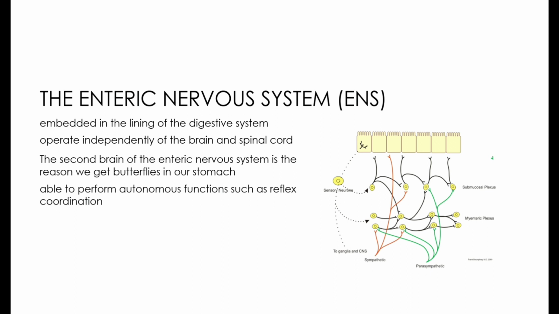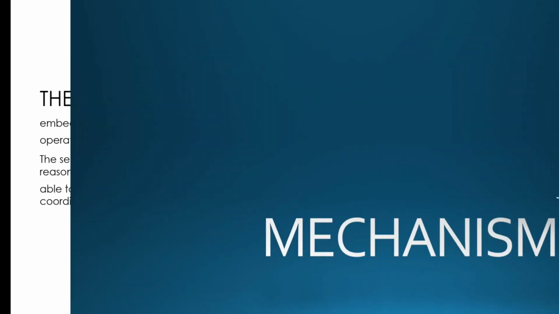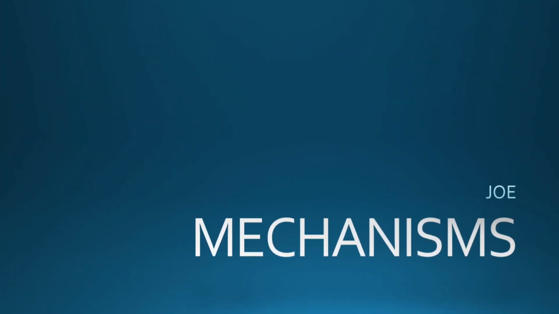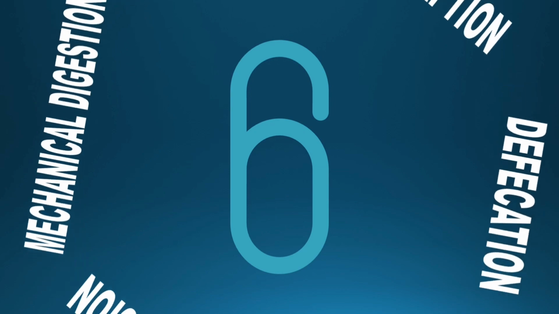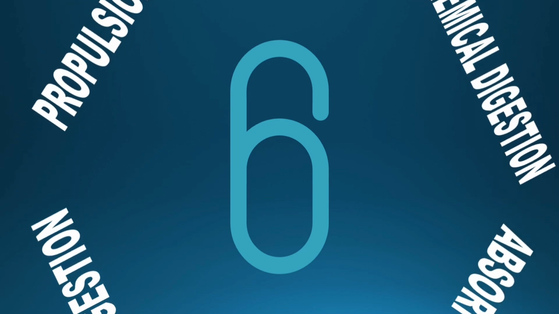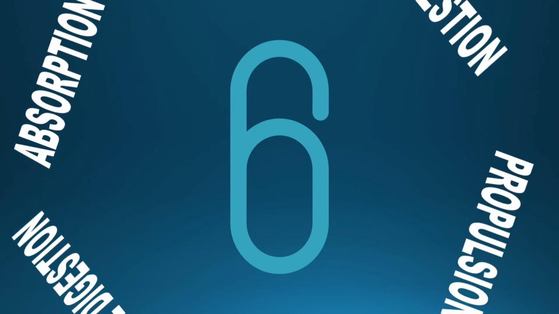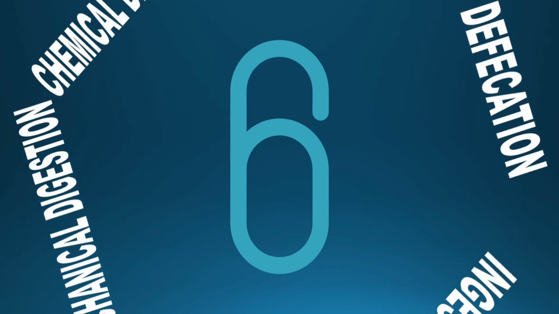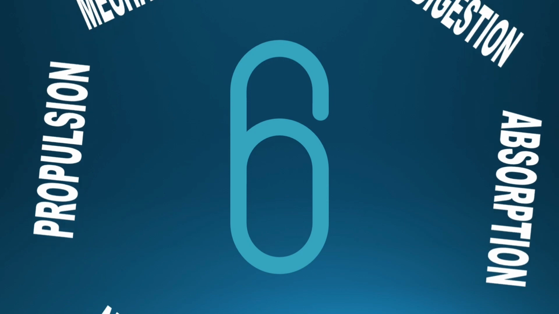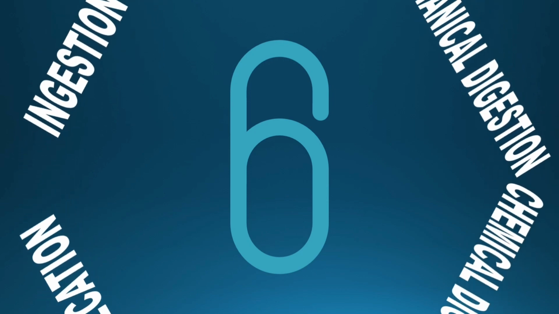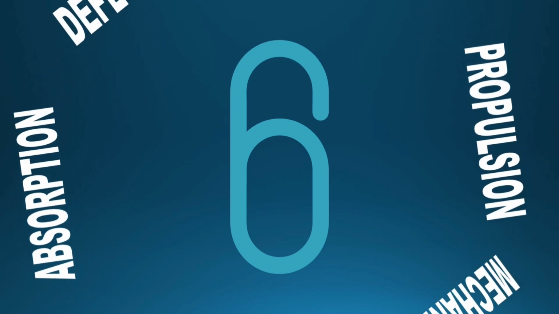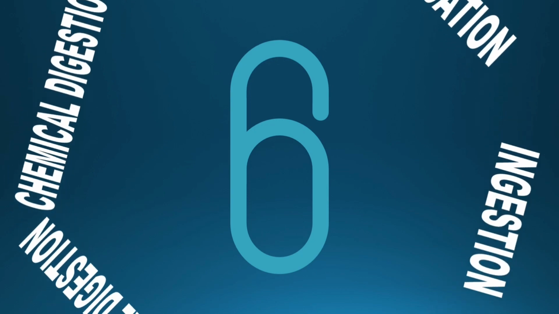Then next, my friends will be talking about the digestive mechanism. So now we'll be discussing the mechanisms that occur inside the digestive system. There are six activities that can occur in the system, which are ingestion, propulsion, mechanical digestion, chemical digestion, absorption, and defecation. We'll be going through each activity one by one.